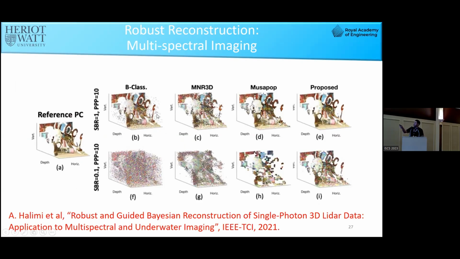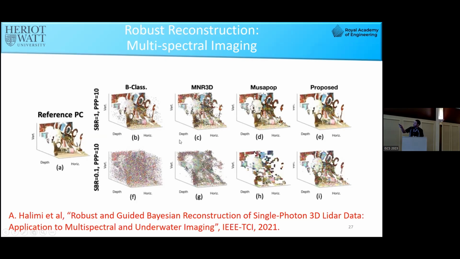In the top row, we consider an easy case, where for each pixel, we assume that we have a PPP, which is average photons per pixel, equal to 10. And we assume that the signal to background ratio is equal to 1, indicating that we have as many photons coming from signal and background. So this situation means that we have 5 photons of background and 5 photons of signal.